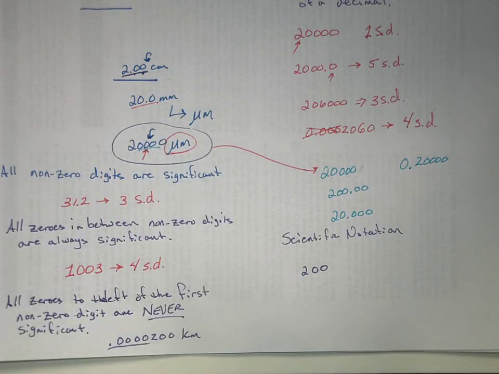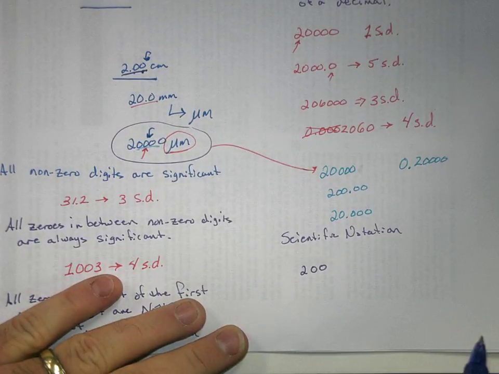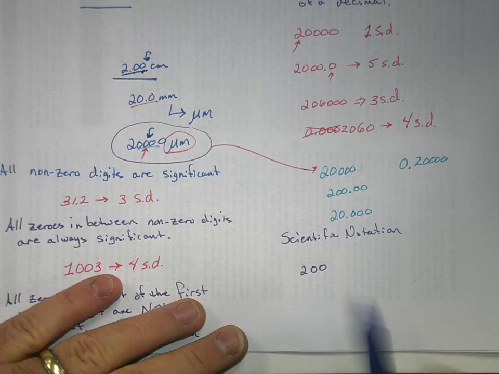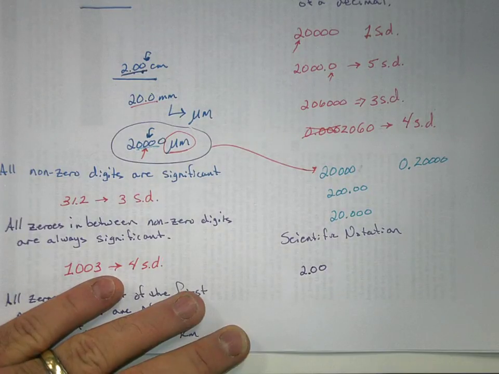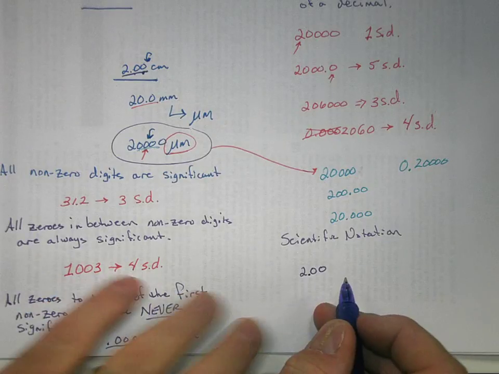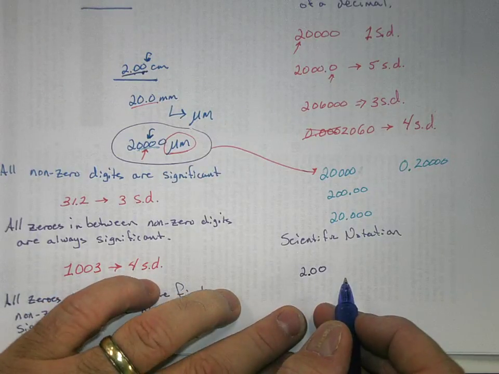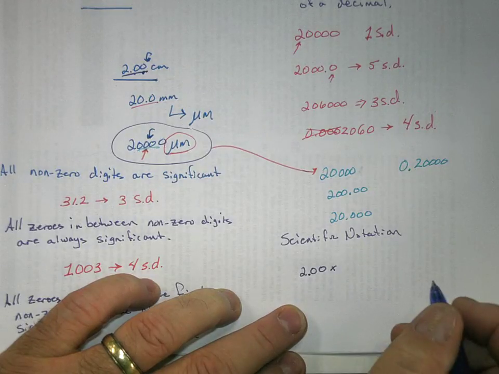Well, here's how we do it. These 0s, we're going to need a decimal, right? Because we have to make those zeros count. The decimal goes behind the first non-zero digit. Yeah? So now this has all 3 significant digits, right? But now we're going to multiply this by a power of 10 to show that it's 20,000.